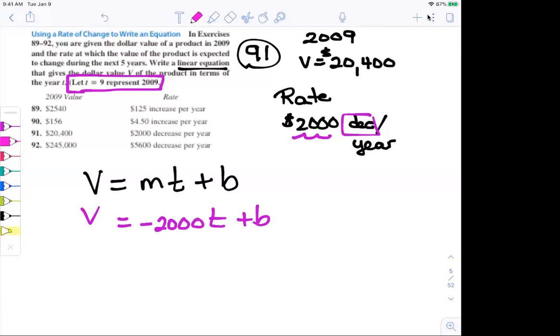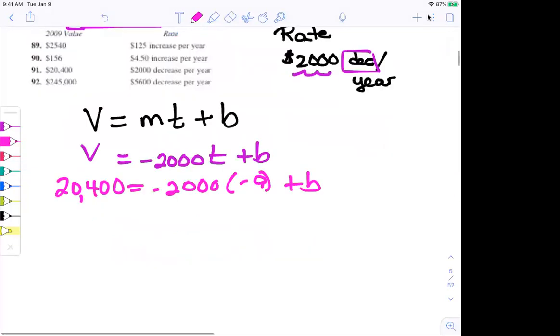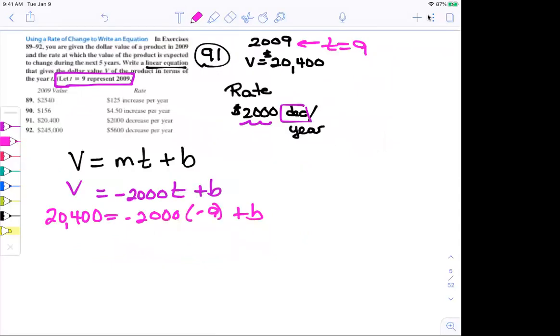Yeah. So this problem says let t equal 9 represent 2009. So if we know the value is 20,400, and that value happens when time is 9, we plug in, which is exactly what Peter did. He just didn't use the equation. He was still finding the y-intercept. So knowing that 9 represents the value, when I multiply 2,000 with negative 9, I get negative 18,000 to the other side.